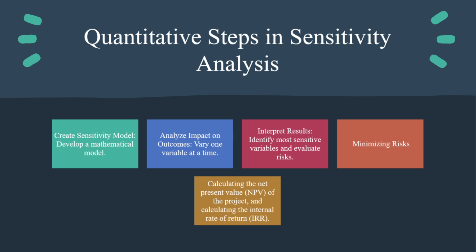The second step is to analyze impact on outcomes, which involves adjusting each variable, such as costs, revenues, discount rates, and project timelines within its range while keeping the others constant. Each variable must be handled one at a time to prevent any potential risk with the upcoming project.